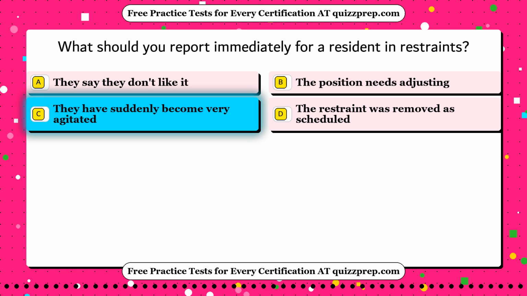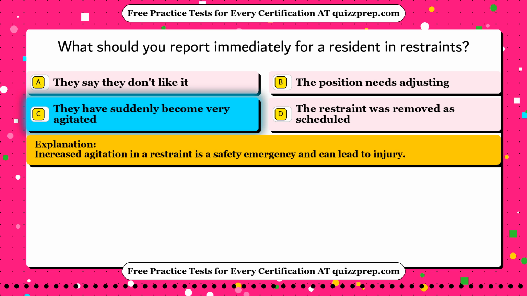The correct answer is option C, they have suddenly become very agitated. Increased agitation in a restraint is a safety emergency and can lead to injury.